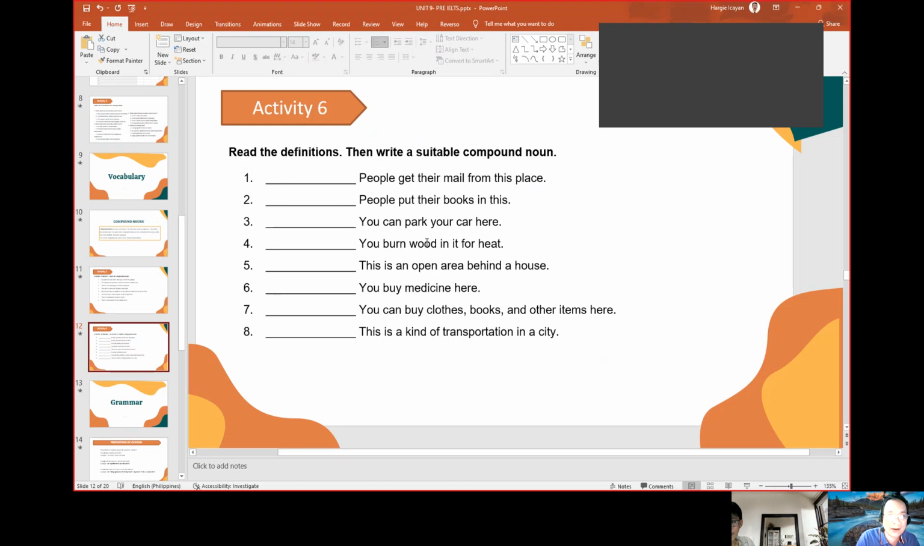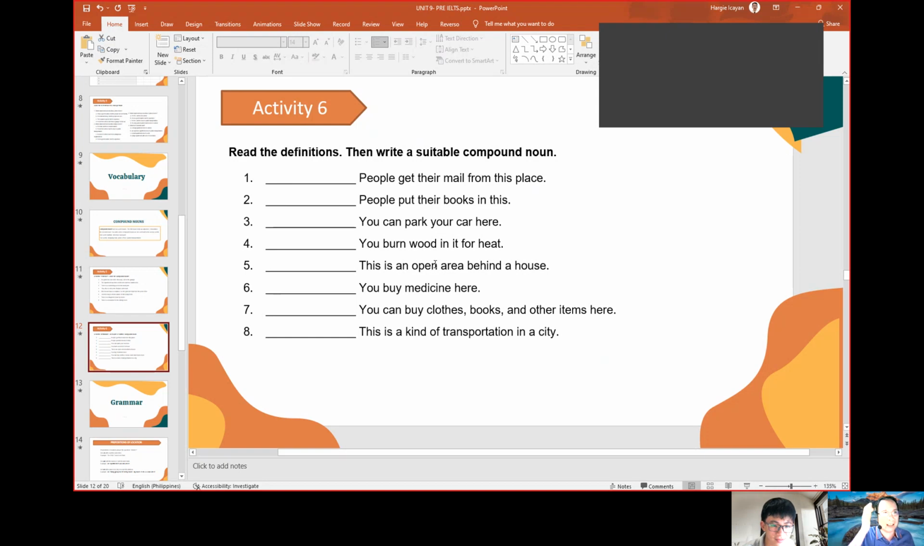Then if you park your car in there, it's a driveway. And then if you want to burn wood, usually during winter, in Vietnam, do you have winter days there? No, it doesn't. By the way, northern Vietnam has winter. It's hard to identify when there's winter, not unlike in Canada and some parts of America.